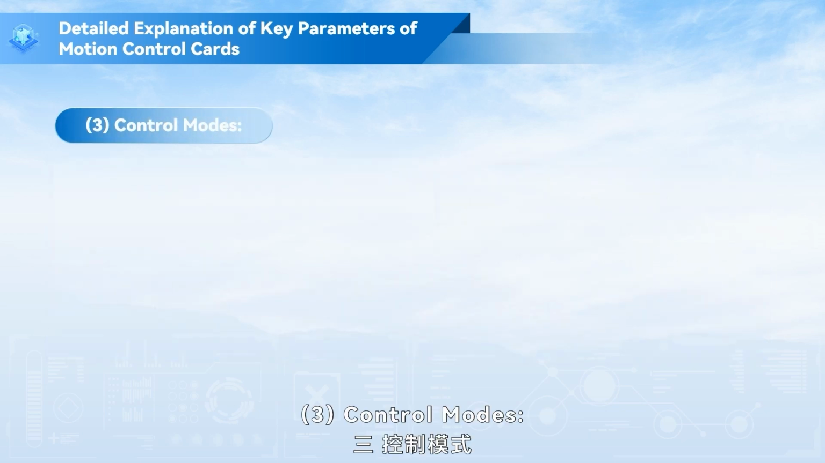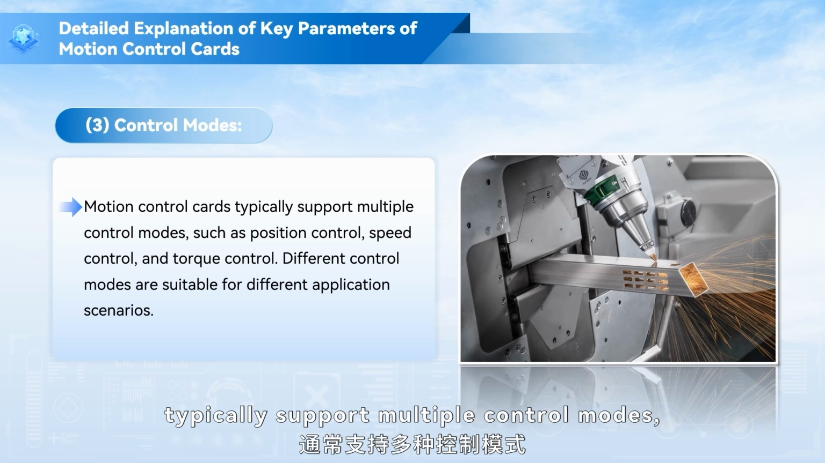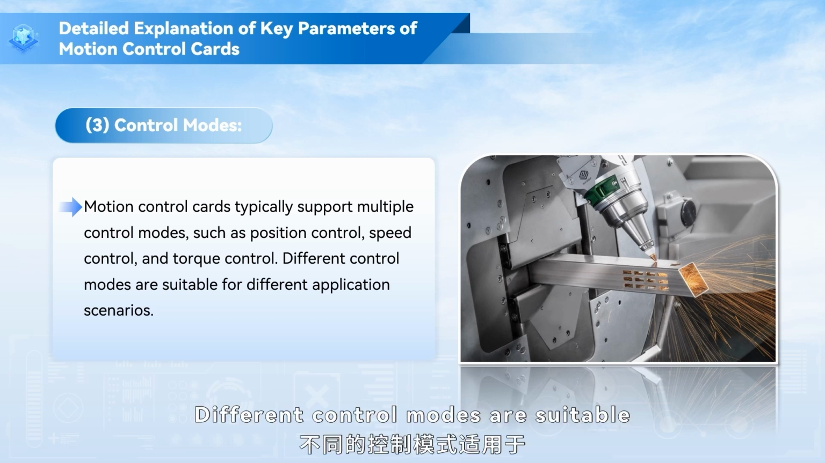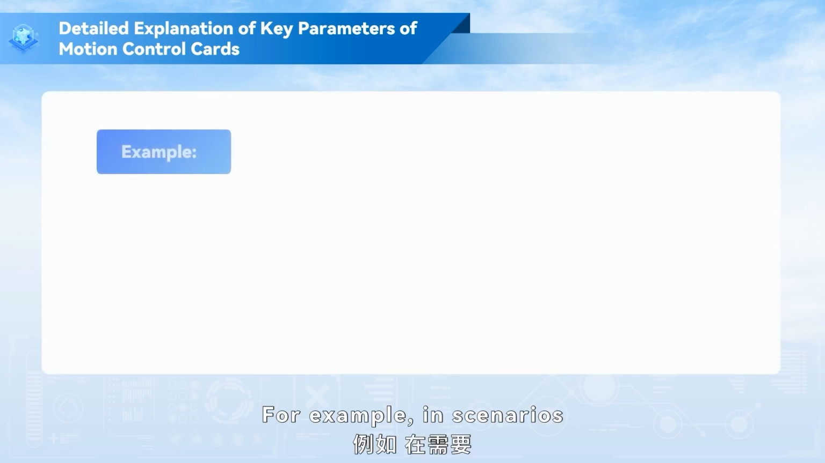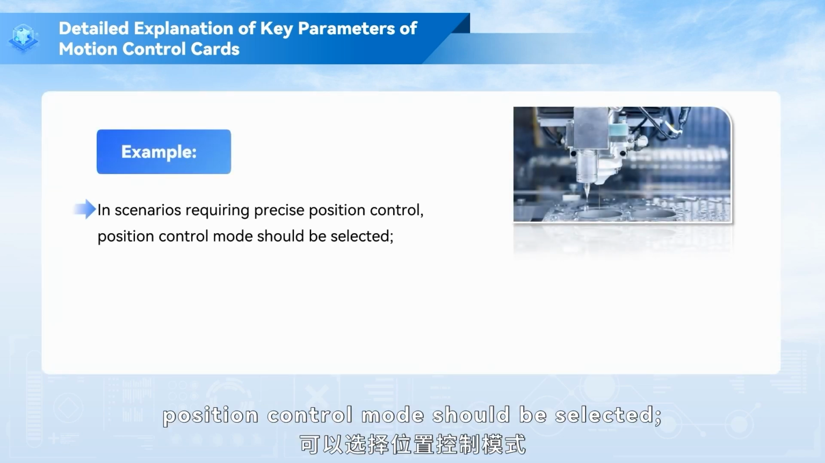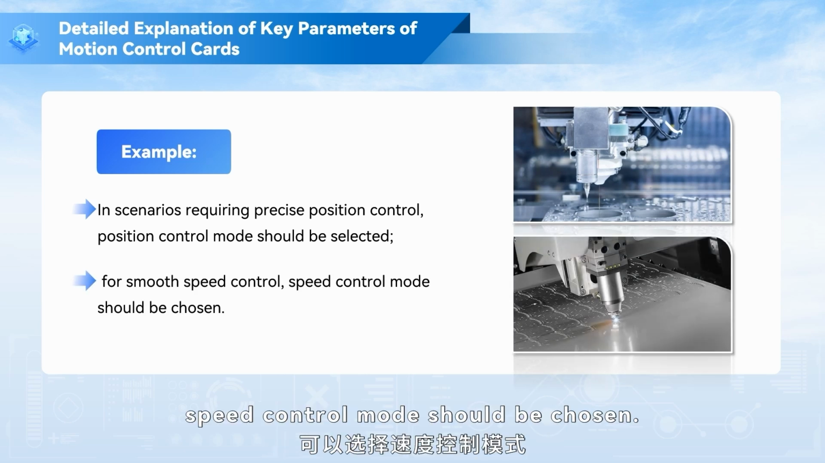3. Control modes. Motion control cards typically support multiple control modes, such as position control, speed control, and torque control. Different control modes are suitable for different application scenarios. For example, in scenarios requiring precise position, control position control mode should be selected. For smooth speed, control speed control mode should be chosen.